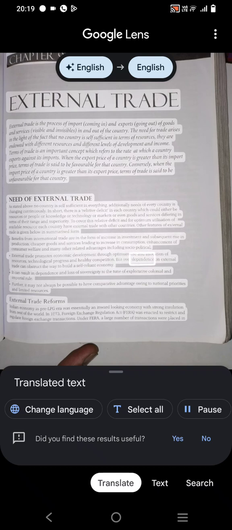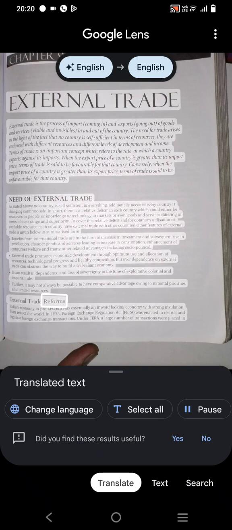But over-dependence on external trade can obstruct the way to build a self-reliant economy. It can result in dependence and loss of sovereignty, to the tune of exploitative colonial and imperial rule. Further, it may not always be possible to have comparative advantage owing to national priorities and limited resources.